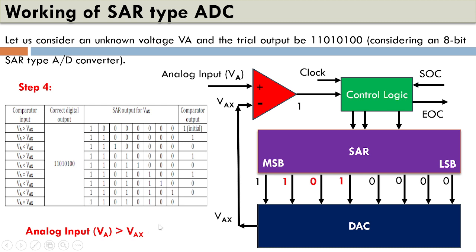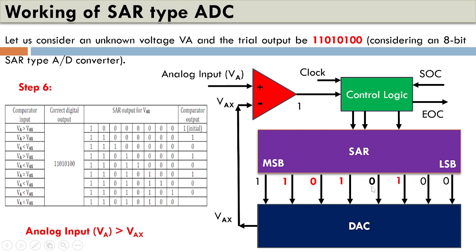Now go to the next step, step number 4. We have reset this bit to 0 and the next one to 1. Now again we will compare. When we compare, again the trial output is greater than this, so Va is greater than Vax. We will hold this pattern and move to the next by setting the next bit to 1. But now if we compare, we can see Va is less than Vax. So following the procedure, we will make this 0 and set the next bit.